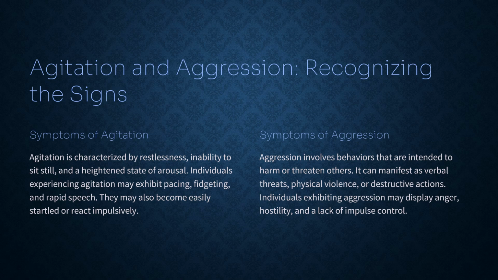Agitation is characterized by restlessness, that is the inability to sit still, and a heightened state of arousal. So the patient is very, very alert, very, very aroused. A small stimulus will also lead to a lot of response from that patient. Individuals experiencing agitation may exhibit pacing, fidgeting, and rapid speech. So there is increased activity. The patient is not sitting in one place, is moving around, talking a lot. They may also become easily startled or react impulsively.